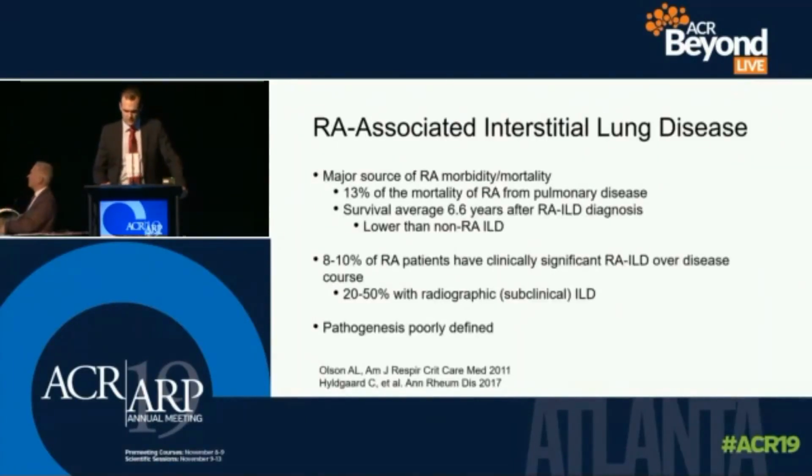ILD is a major source of morbidity and mortality in RA. About 8 to 10% of RA patients will develop clinically significant ILD over the disease course, and the average survival is only 6.6 years after diagnosis for these patients. However, many more RA patients do exhibit subclinical ILD on imaging, and this can occur in up to 50% of them. Despite this prevalence, the pathogenesis of RA-ILD is poorly understood.